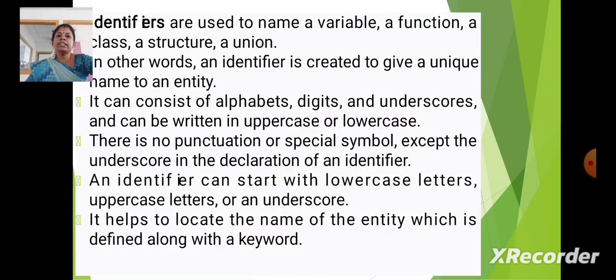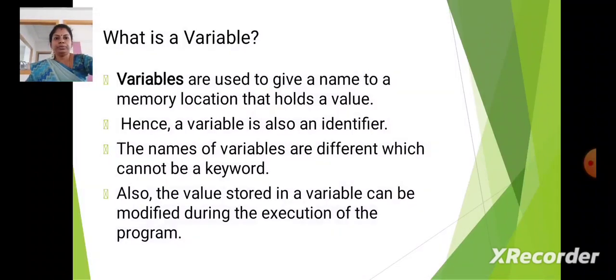Then identifiers. Identifiers are used to name a variable, a function, a class, a structure, a union. In other words, an identifier is created to give a unique name to an entity. It can consist of alphabets, digits and underscores and can be written in uppercase or lowercase. There is no punctuation or special symbol except the underscore in the declaration of an identifier. An identifier can start with a lowercase letter, an uppercase letter or an underscore. It helps to locate the name of the entity which is defined along with the keyword.